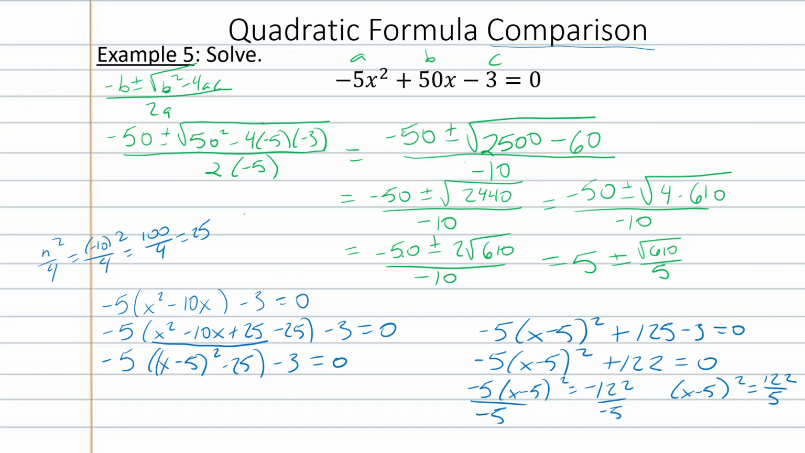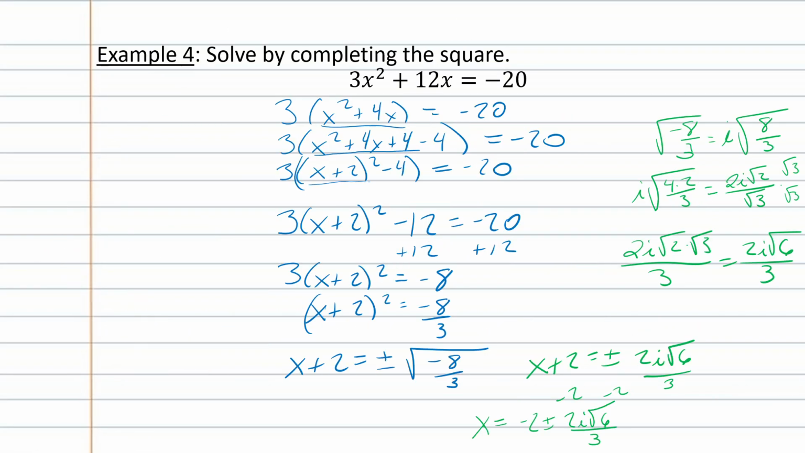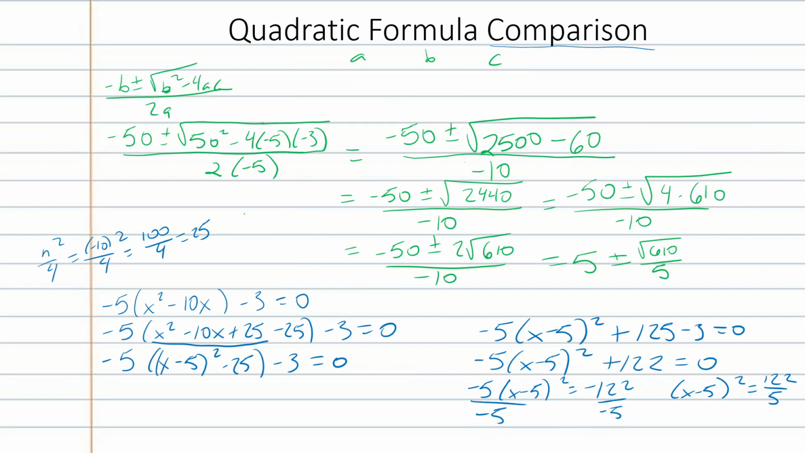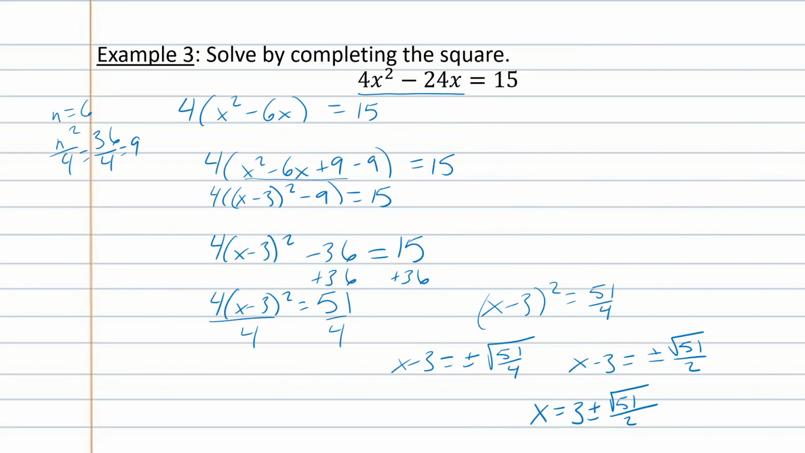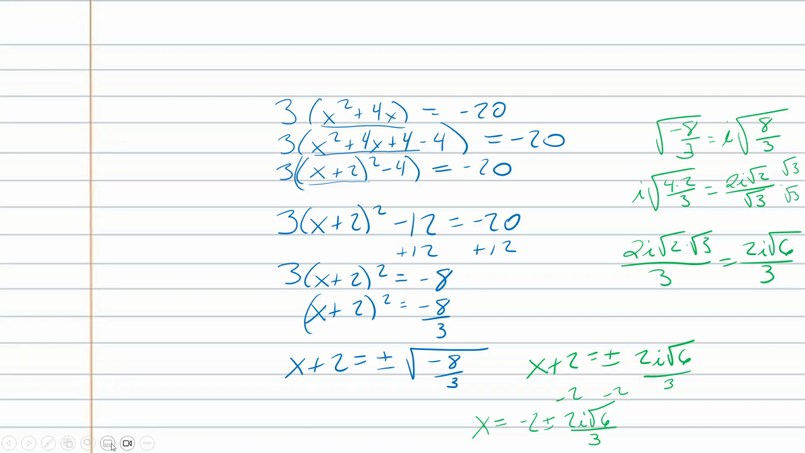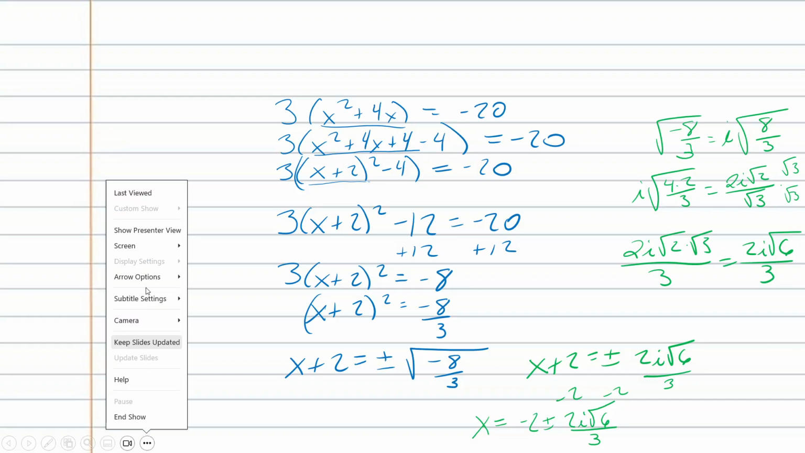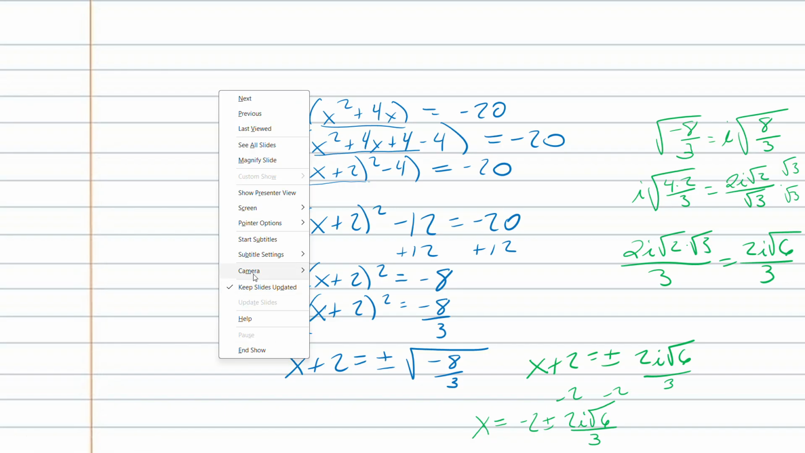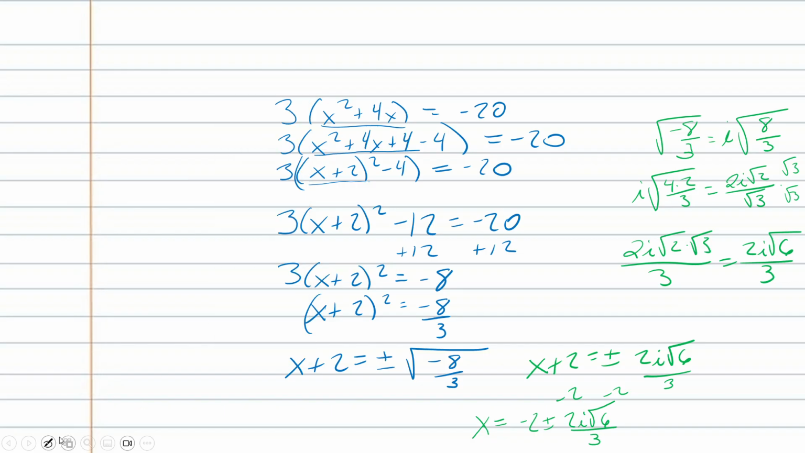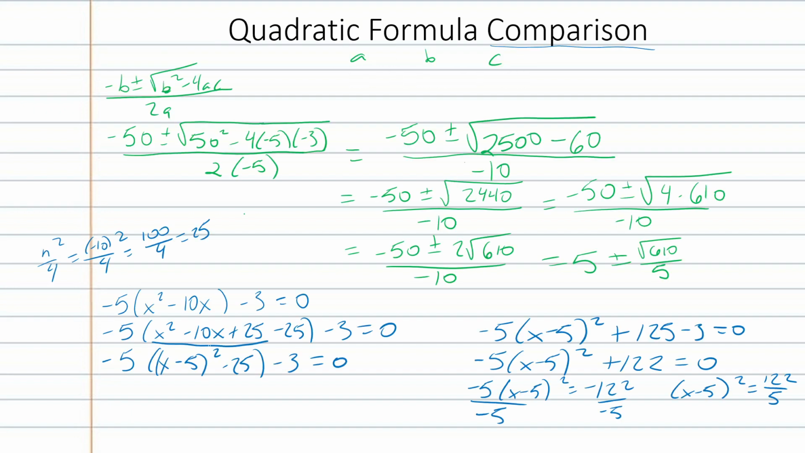Now, I'm running out of space and I don't think I put an extra slide on here. So I'm going to clear this slide. Let's see how I do that. Okay. I'm going to clear that slide so I can go back. At this point, I've got x minus 5 squared equals 122 over 5.